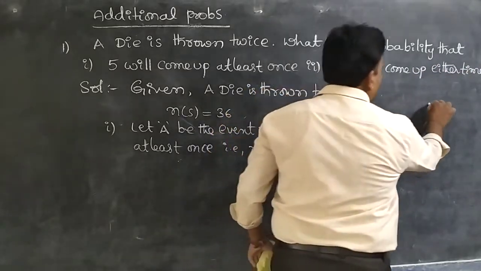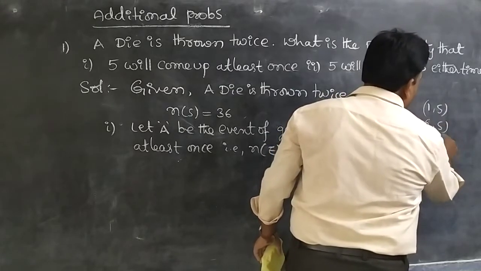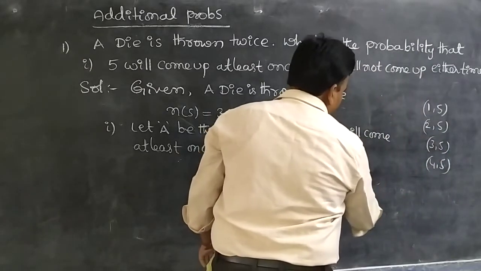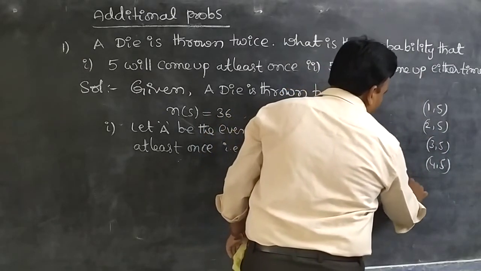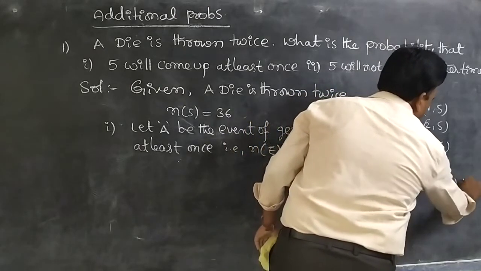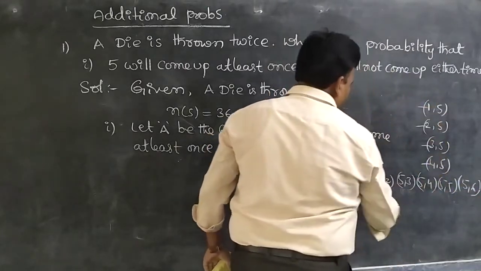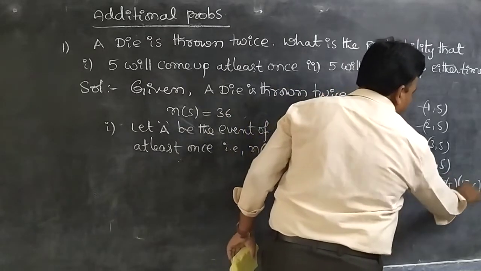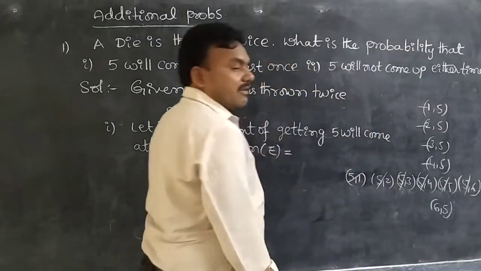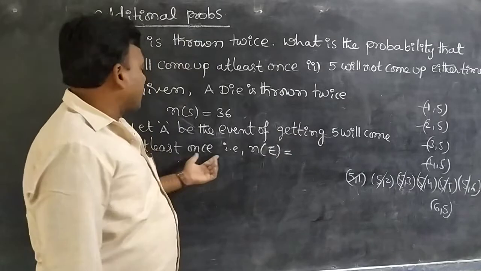Here 1, 5. Next 2, 5 and also 3, 5. Next 4, 5. Here 5, 1 and 5, 2, 5, 3, 5, 4, and also 5, 5, 5, 6. Total how many times? 1, 2, 3, 4, 5, 6, 7, 8, 9, 10, and lastly 6, 5 also. Okay, 11 times. So here, let A be the event of getting 5 at least once.